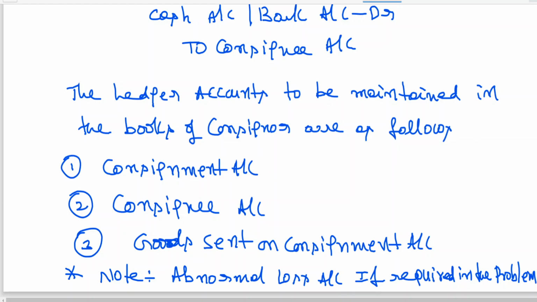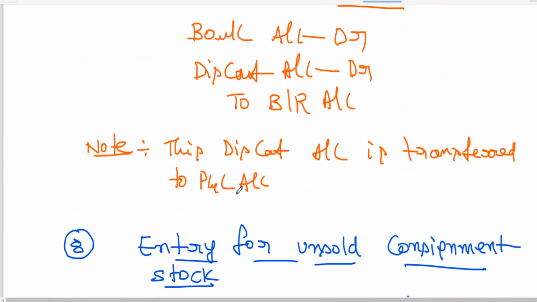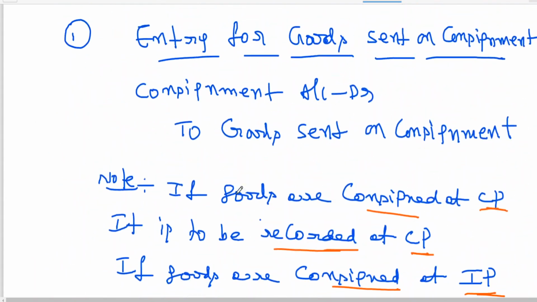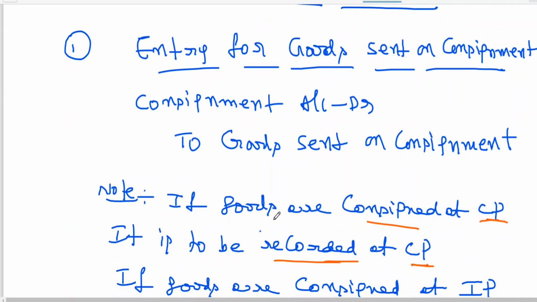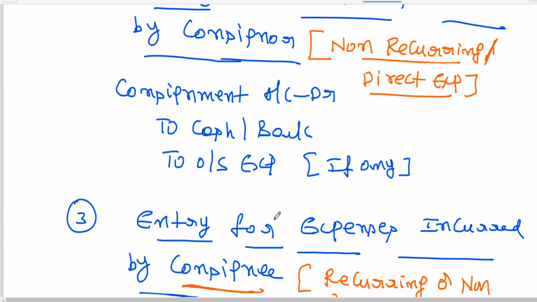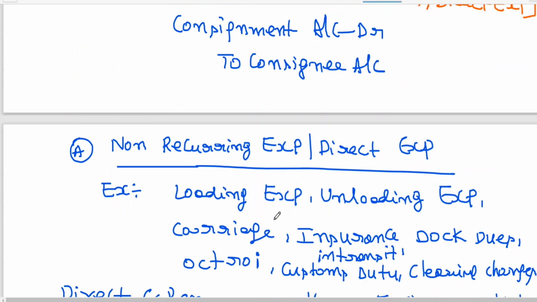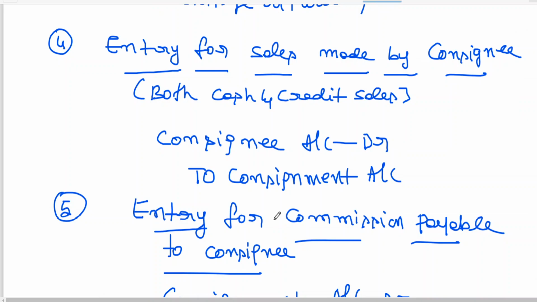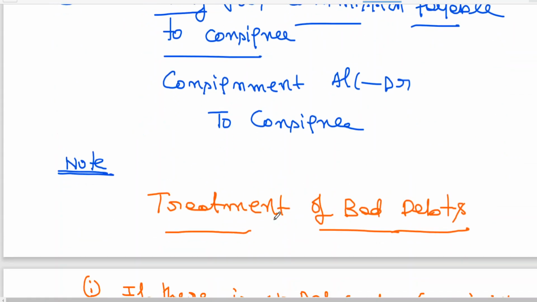Now let me quickly sum up the entries we have learned so far. Kindly note these down in your notes. Definitely there will be a question from this. Entry for goods sent on consignment: consignment account debit to goods sent on consignment. Expenses incurred: consignment account debit to cash or bank or outstanding expenses. Expenses incurred by consignee: consignment account debit to consignee. Sales made by consignee: consignee account debit to consignment. Commission payable to consignee: consignment account debit to consignee.